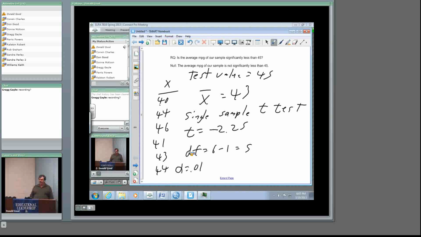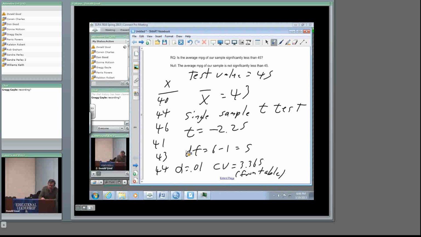I know I've got degrees of freedom as 5, so I'm going to look at the line that says DF is 5. I've got 3 numbers beside the 5 to the right of it. So I go under the column of 0.01. That tells me that my critical value, or the magic number from the table, is 3.365. So my critical value is 3.365.